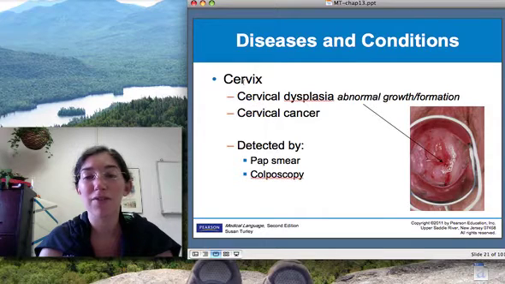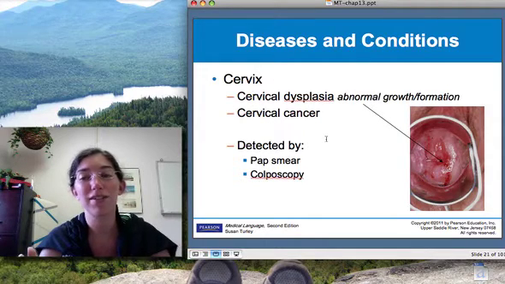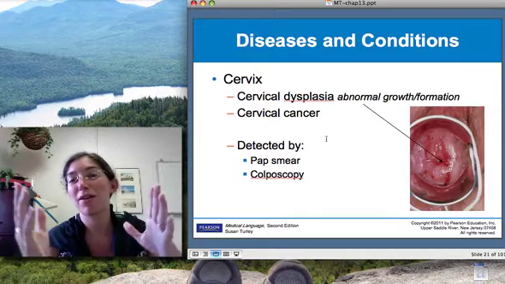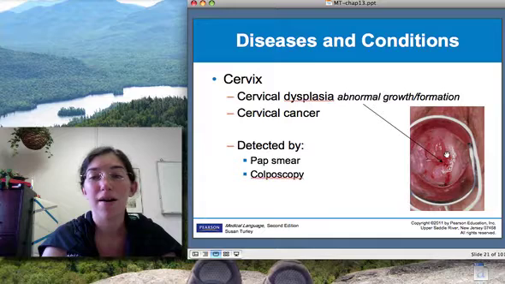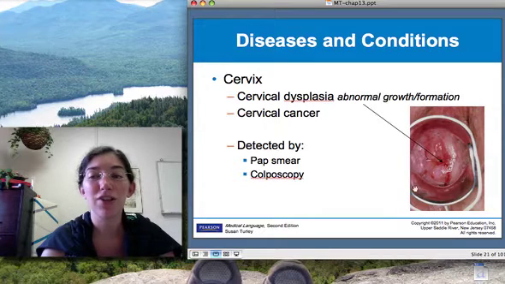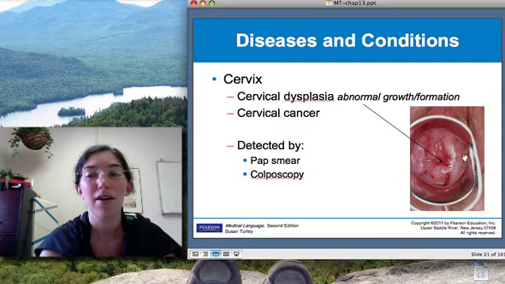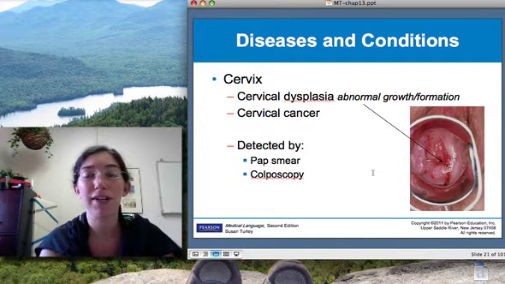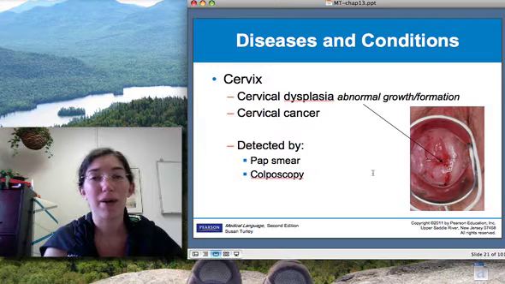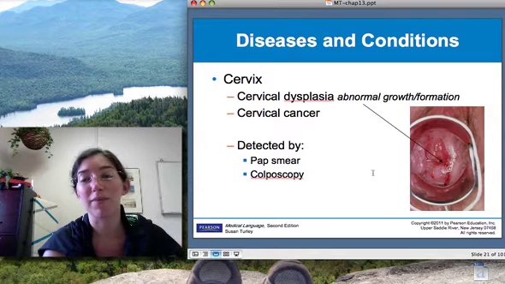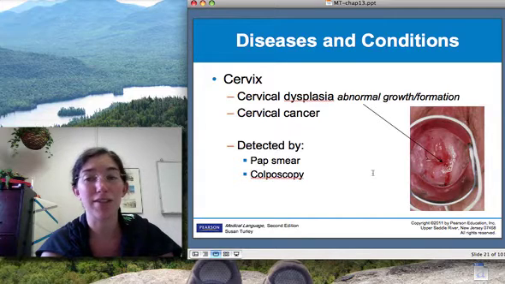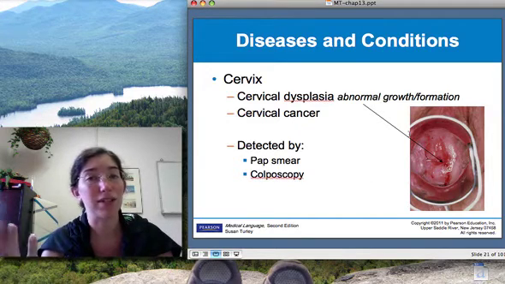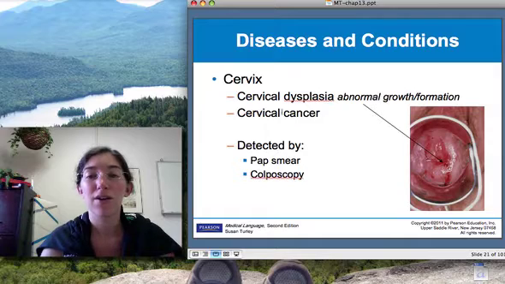Cervical dysplasia, some conditions of the cervix. So we're still technically talking about the uterus, the cervix being the neck part of the uterus. Cervical dysplasia is something that's looked for during pap smears. It's abnormal growth in the cells of the cervix and is usually caused by HPV, human papillomavirus, and can be an early sign of cervical cancer, another type of uterine cancer technically.